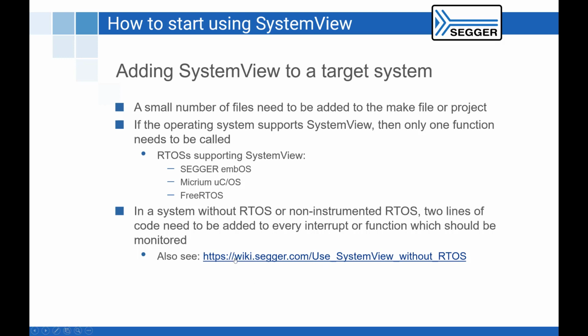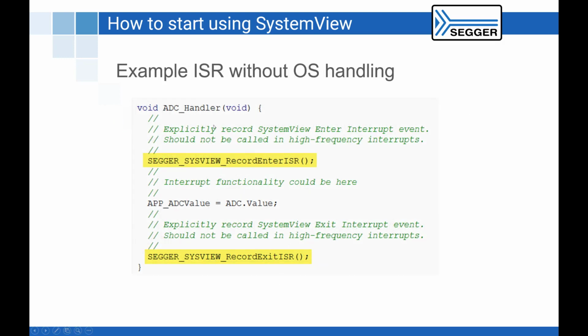We have a nice wiki page that you can't click that link right now, I don't think, but you can just Google for SEGGER Wiki SystemView, then you can reach that. Here's an example for an interrupt service routine that could be monitored with SystemView if you don't have an OS. When you enter, this is your interrupt handler. The first instruction is calling the SystemView API and saying record the entry to the interrupt service routine. Then you have your regular function that your interrupt service routine would be doing.